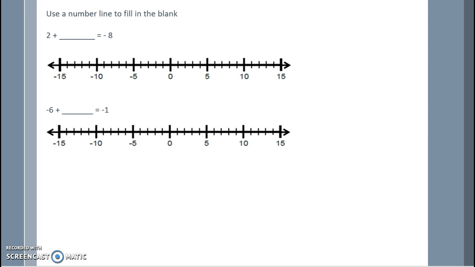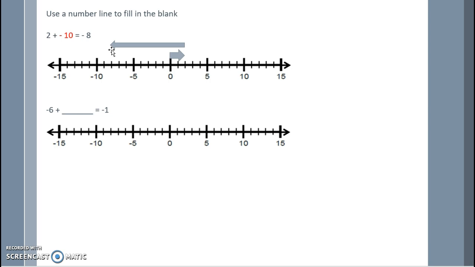So the first statement I have is 2 plus what gives me -8. So if I were to start at 2, if I wanted to go to -8, I need to go in the opposite direction to -8. So then I went a distance of 2 plus 5, so it'd be 7, plus 3 more. So I went a distance of -10 units to the left.